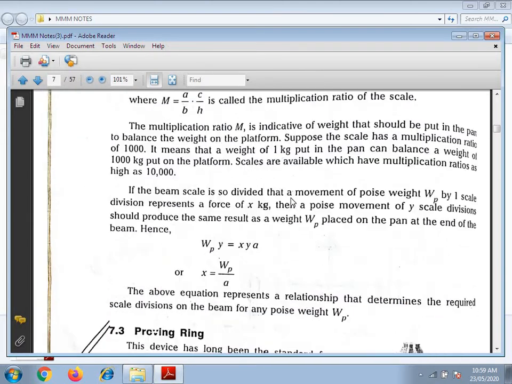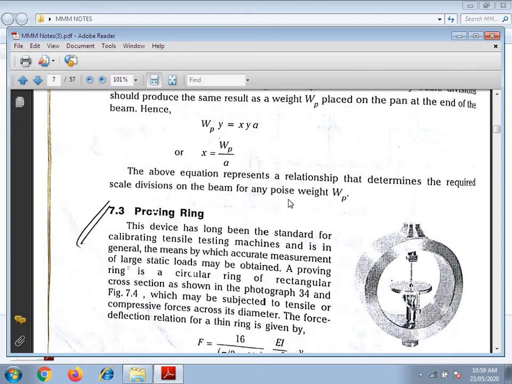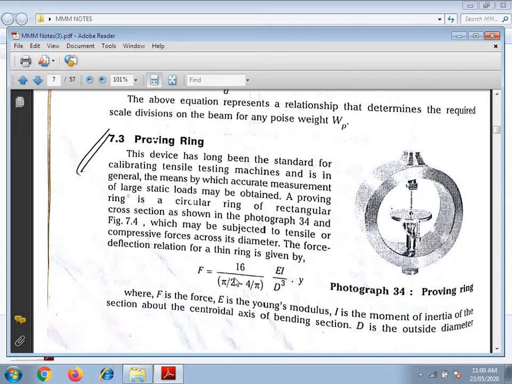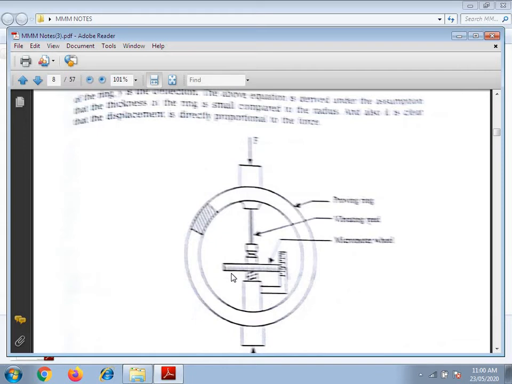Next one is the proving ring. This device has long been the standard for calibrating tensile testing machines, and is in general the means by which accurate measurement of large static loads may be obtained. A proving ring is a circular ring of angular cross-sectional area.